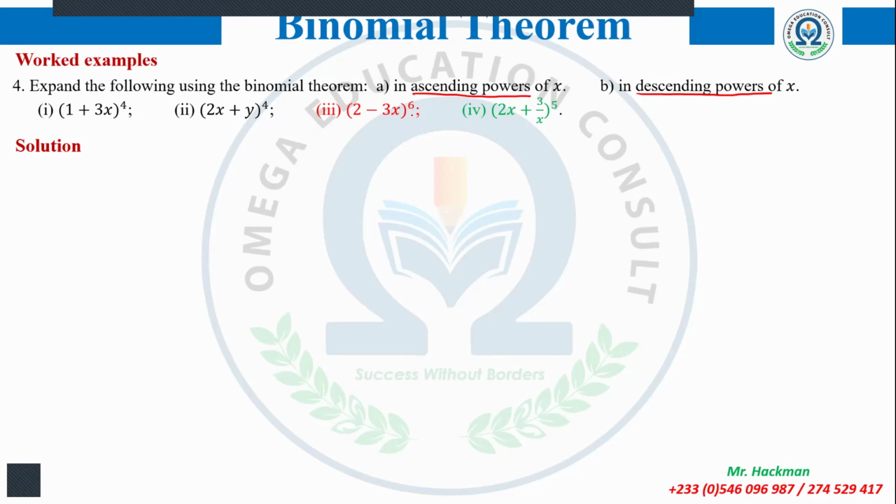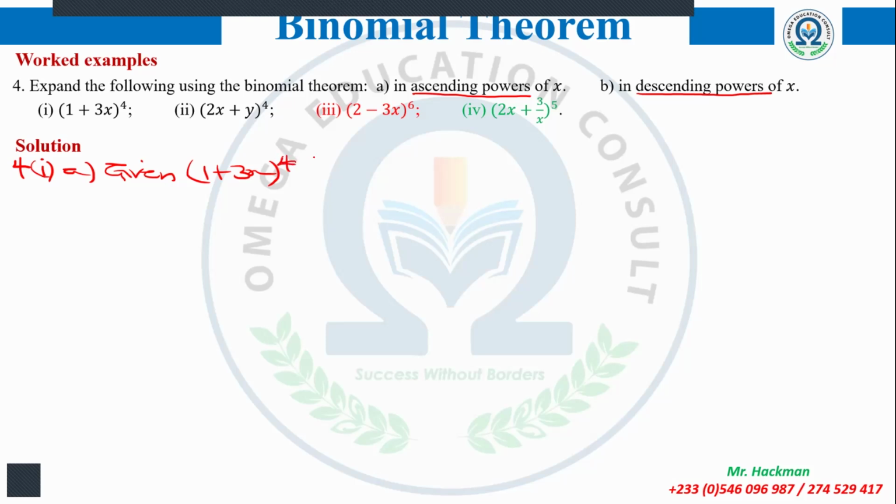This one in red is probably for you as an assignment, and this green means likely you will see it in your class test. So take note. Question number 4, solution. That's the first thing that you write. I will do I, then come and do A. So IA. What am I given? I'm given (1 + 3x) to the power 4.